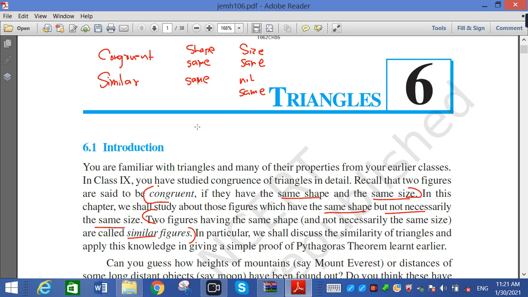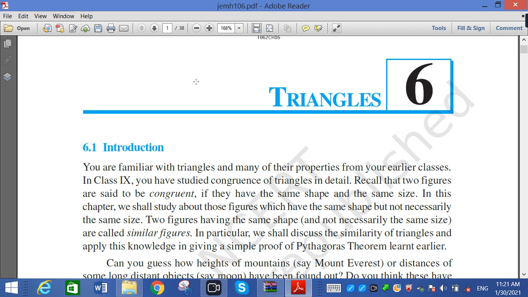See, if I draw one triangle and here one big triangle is there, the shape is the same but the size is not the same, so we can say similar. If both triangles have the same shape and the same size, we can say congruent. So that is the important topic related to the triangle, that is congruent and similar.